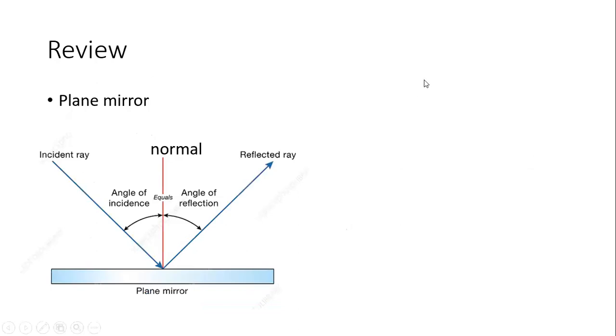Okay, let's review some of the things. Plane mirror: there's your incident ray, there's your reflected ray, there's your normal. There's your angle of incidence, there's your angle of reflection. We'll be using a lot of this idea.